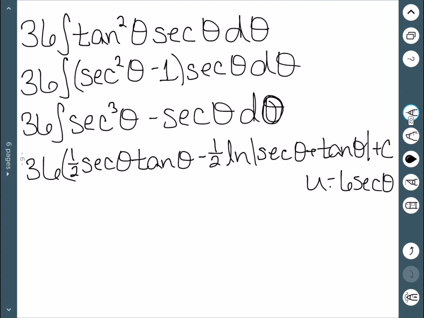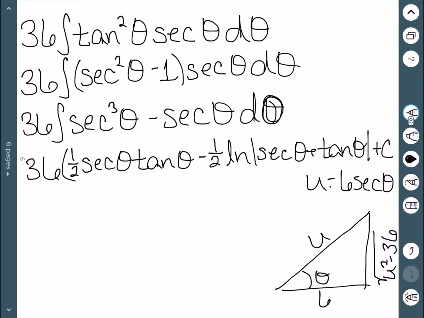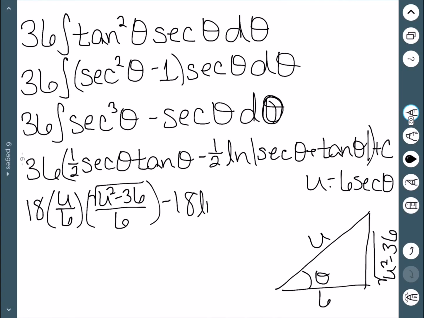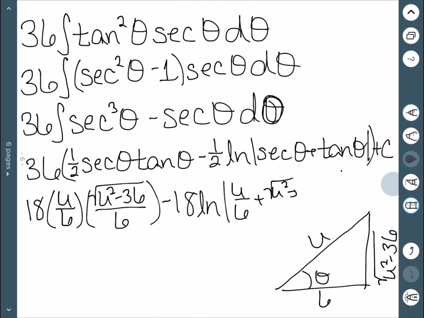We now need to move back in terms of u, and we had that u was equal to 6 secant theta. Therefore, since secant is hypotenuse over adjacent, the other side would then be the square root of u squared minus 36. Simplifying this then gives me 18 times secant, which is hypotenuse over adjacent, times tangent, which is opposite over adjacent, minus 18 times ln of u over 6 plus the square root of u squared minus 36 over 6 plus c.